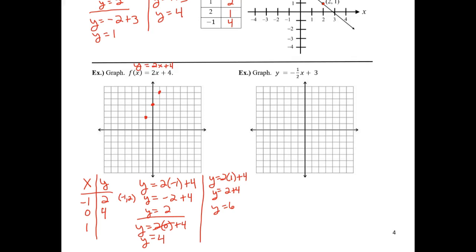Now, if I did that correctly, it should make a straight line. If it doesn't make a straight line, then I did something wrong, and I need to go back and check my math. So bear with me here. I'm doing this freehand on a computer, but it should look something like that.